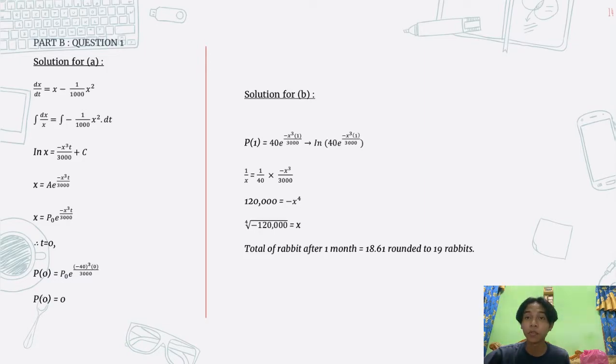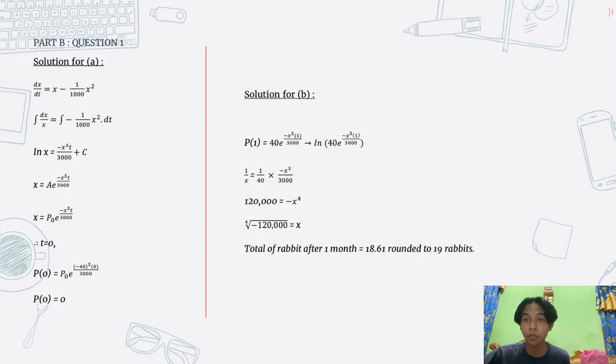Then the solution for B. The question requested us to find the number of rabbits after 1 month and after 15 months. So we can solve for 1 month first. We insert the value of t equals 1 into the equation, and after inserting, we will get the total number of rabbits after 1 month is 18.61, rounded off to 19, which means that the number of rabbits on that island after 1 month is 19, which shows that the number of rabbits on the island is slowly decreasing.